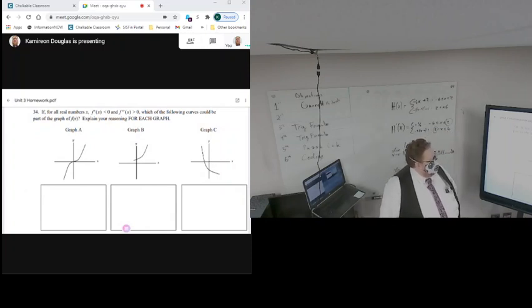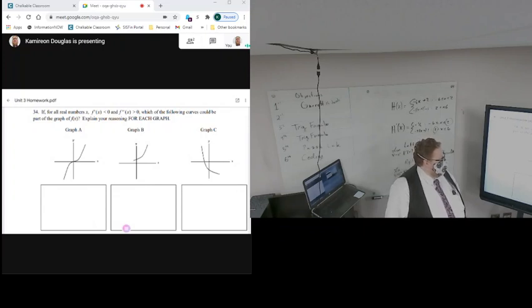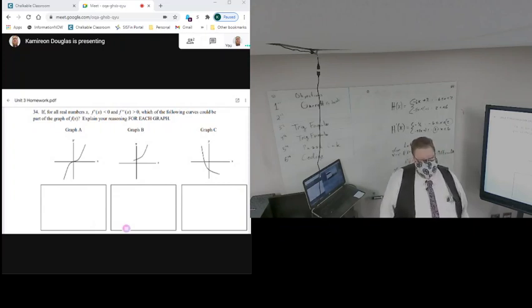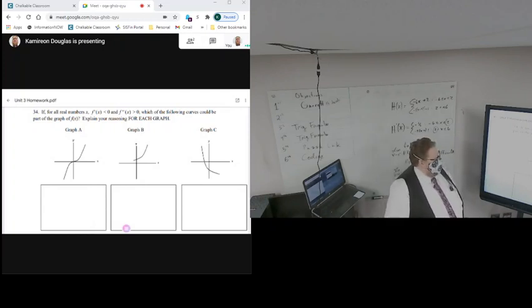If for all the numbers x, f prime of x is less than 0 and f double prime of x is greater than 0, which of the following curves could be part of f of x? Explain the reason for each graph, whether it is or isn't. So keep in mind, f prime is less than 0. Interpret that information. What does f prime being less than 0 mean? Decreasing. Look at these graphs. Are any of them decreasing? Question. What's wrong with graph A?